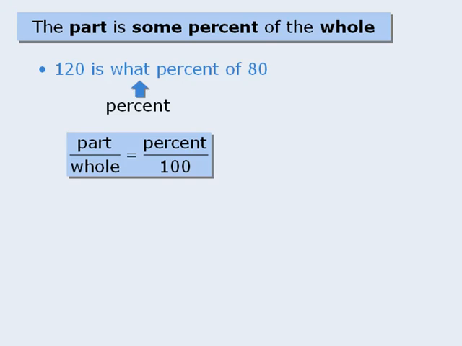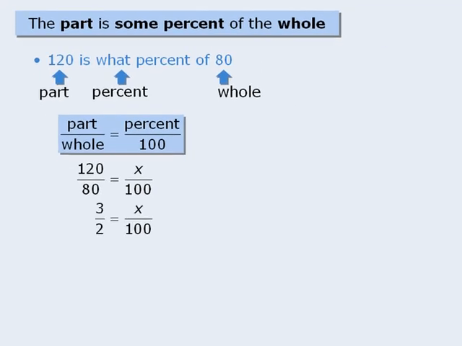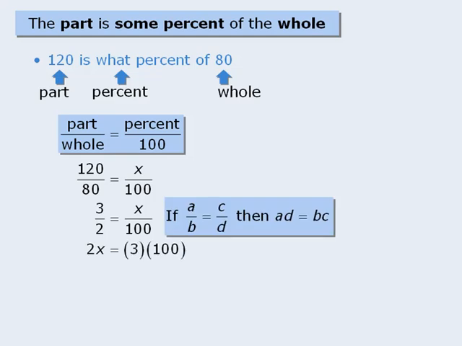Here the percent is the unknown value, 80 is the whole, and 120 is the part. Now we will plug these values into the formula and solve for x. First, we will simplify the left-hand side to get 3 over 2. Then we will apply the following rule and cross-multiply.